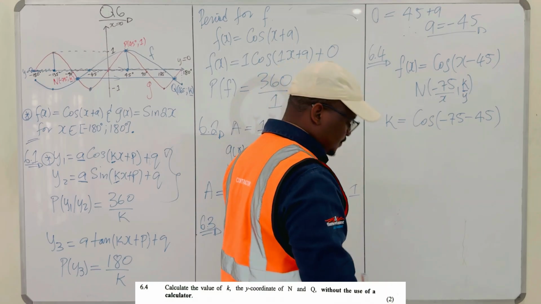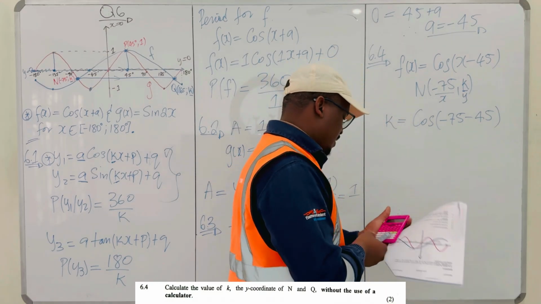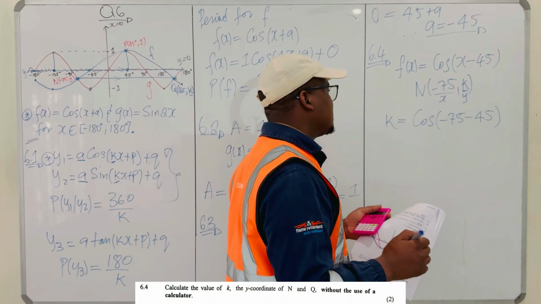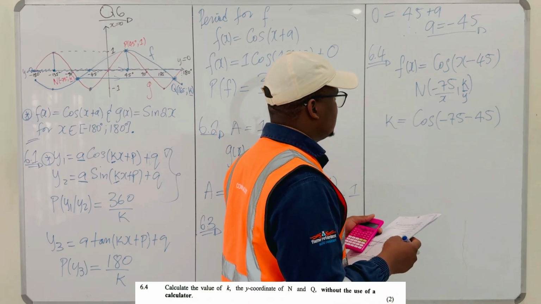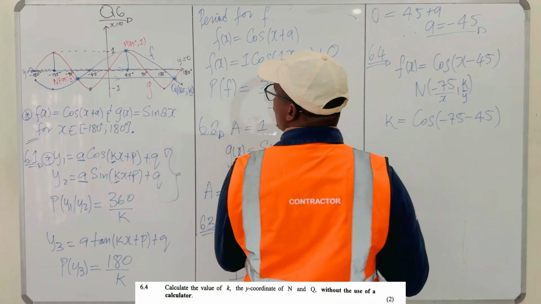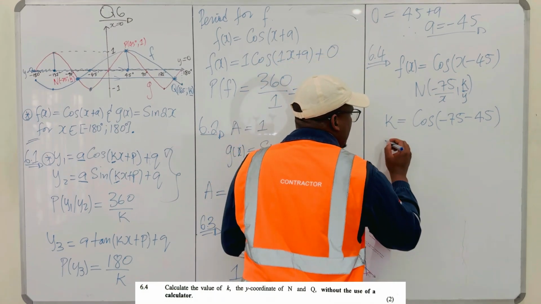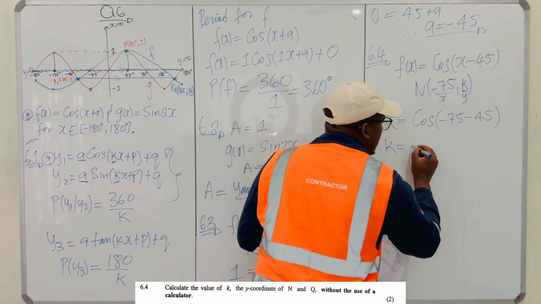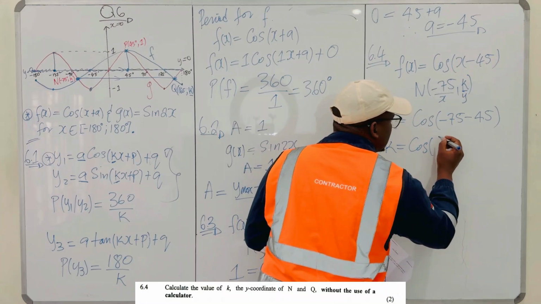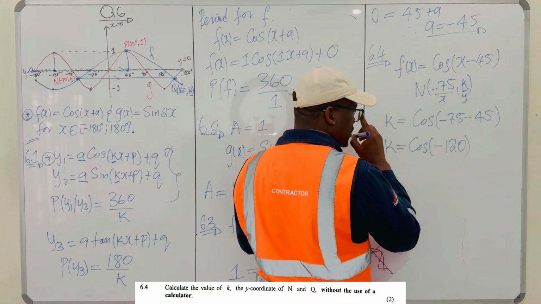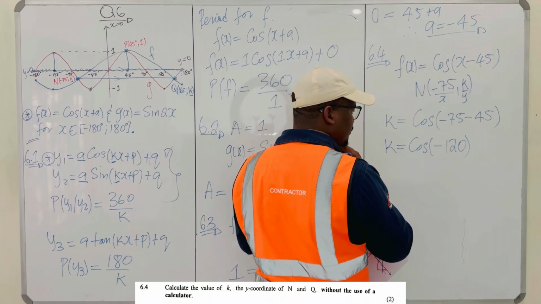So, what is that? Minus 75 minus 45. Negative 75 minus 45. That's minus 120 degrees, right? So, okay, my k is equal to cos of negative 120 degrees, right? So, what do we do in this case?